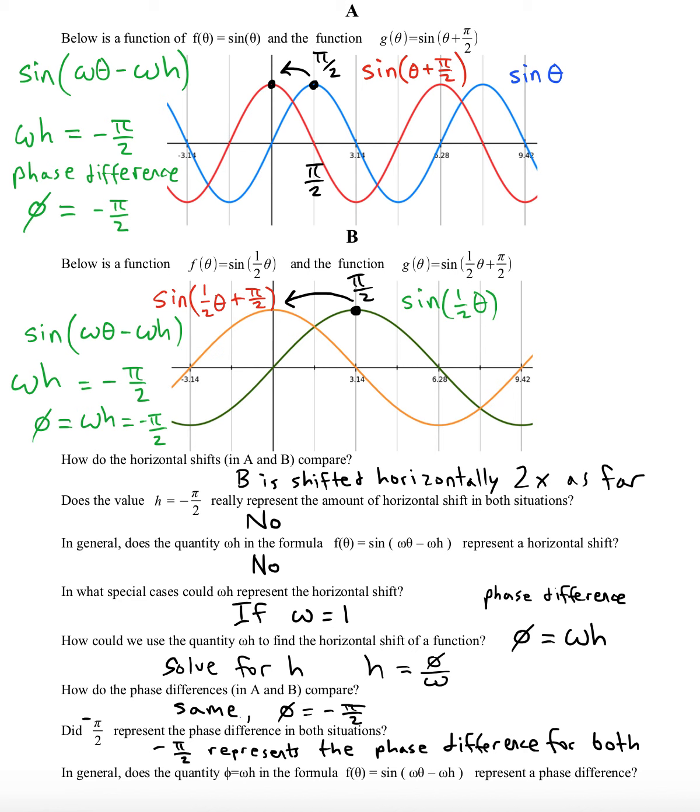So in general, does the quantity phi equals omega h in the formula represent a phase difference? Yes, it does.